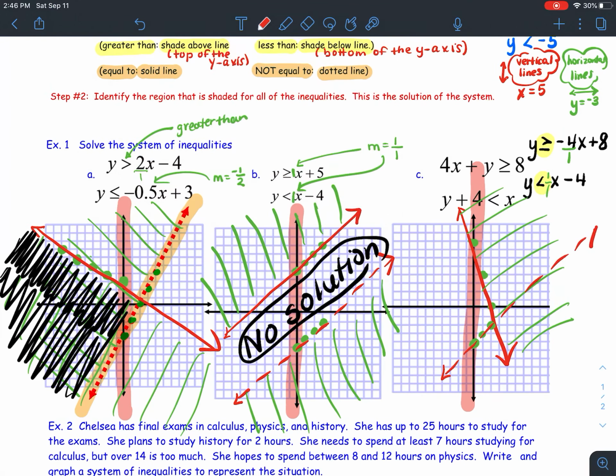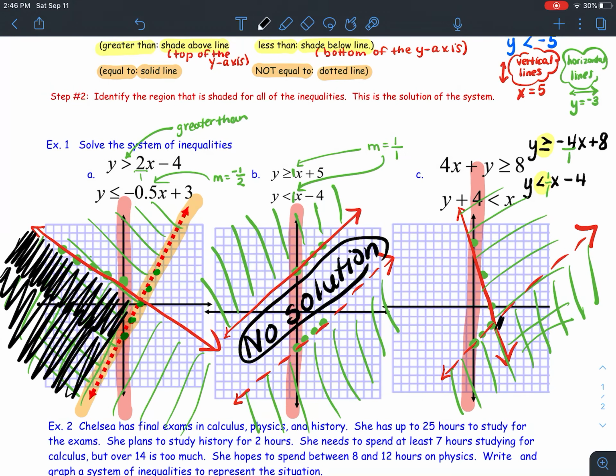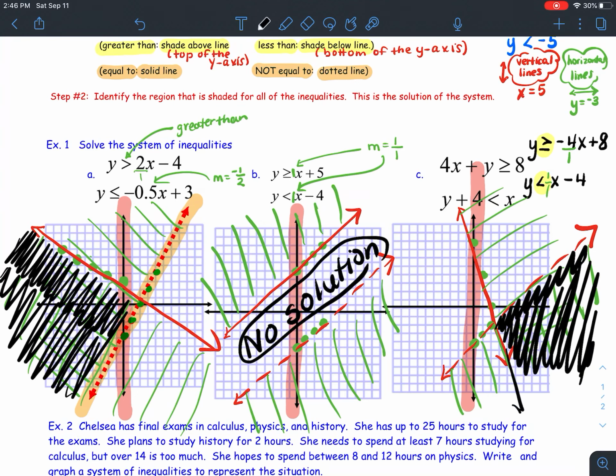Go ahead and make that dotted when I connect it, and my symbol is a less than symbol. I should be shading the bottom part of the y-axis. That would be this side of the dotted line. Okay, you should be able to tell where these shadings overlap. Looks like they are overlapping right here in this space. Okay, I should probably extend that line a little bit more right there. Okay, that represents your answer.